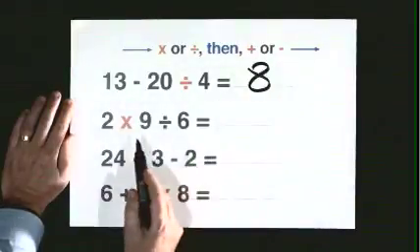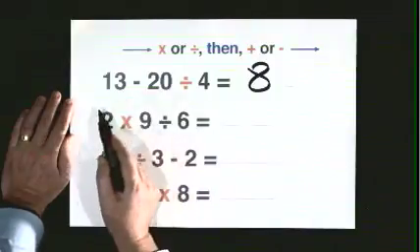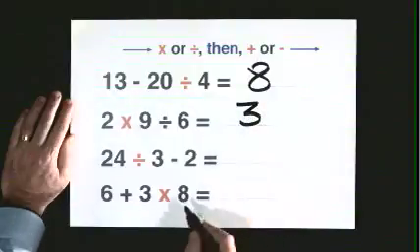Left to right, the multiply first. 2 nines are 18. 18 divided by 6 is 3.